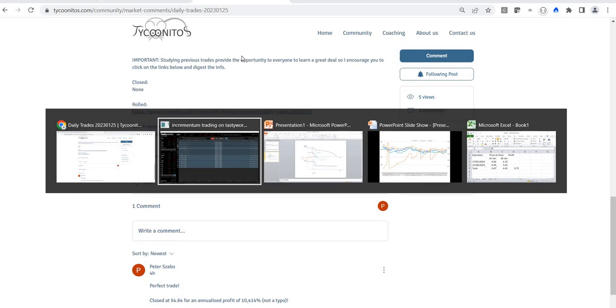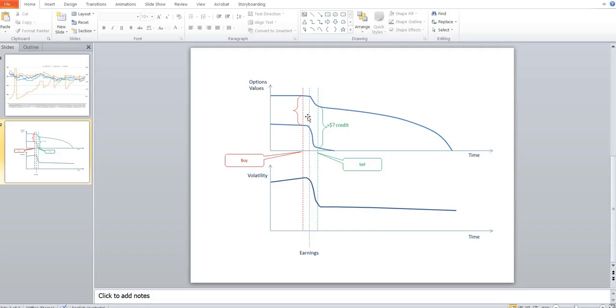So how did it work? Why did it produce such a great return? Now, this diagram should show you the mechanics of calendar spreads around earnings. The bottom line is showing my short position, the option that I sold expiring tomorrow, and the upper line shows the option that I purchased, which expires in April, so it was more expensive than the one that I sold, and that's why this was a debit trade.